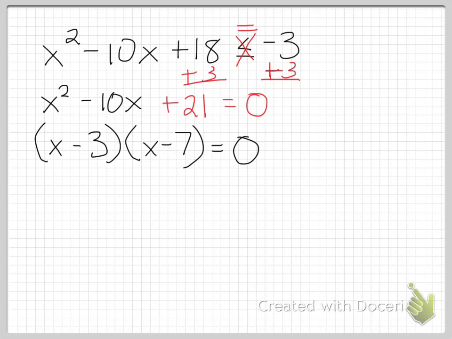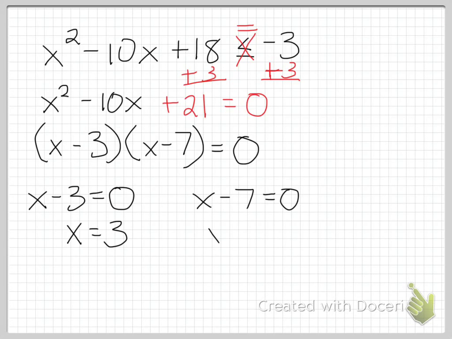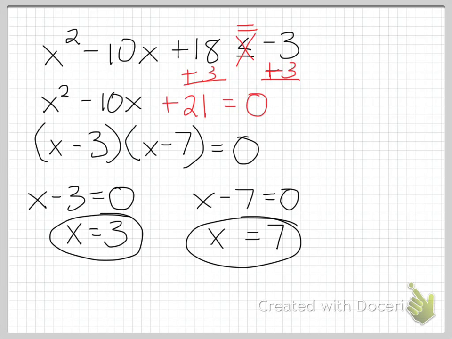So according to the zero product property, any way that I can multiply two quantities to equal 0 is if one or both of those numbers were already equal to 0. So therefore, set each of those factors equal to 0 just like we have done before. x minus 3 is equal to 0, so x is equal to a positive 3. Or x minus 7 is equal to 0, and so x is equal to 7. So those would be my two solutions for my quadratic equation.